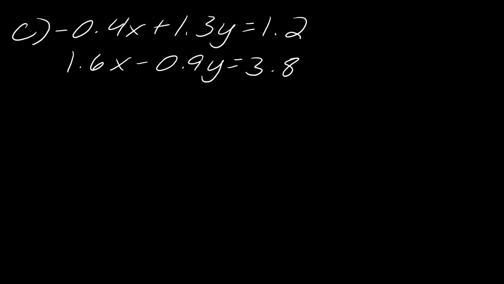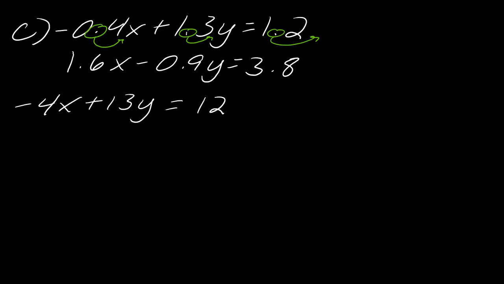Okay, so we have this last example now, and I highly recommend if you feel like you've got this, then maybe just pause here and try to do the whole example on your own. So I am going to move all of the decimals for both problems just one spot over. So this first equation will become negative 4x plus 13y equals 12. And then for the other one, moving all of these over one spot, this will be 16x minus 9y equals 38.